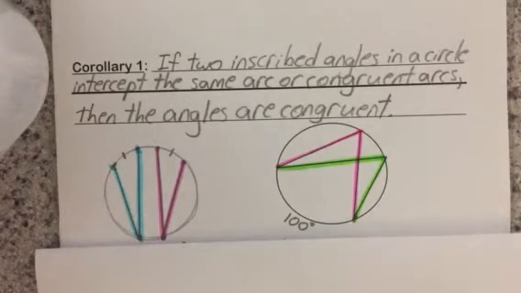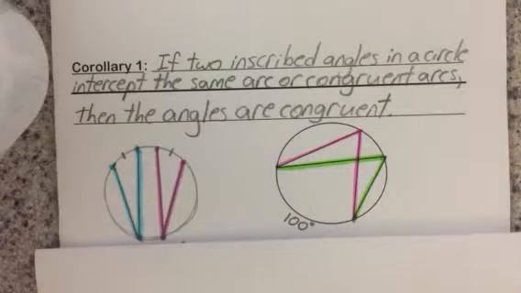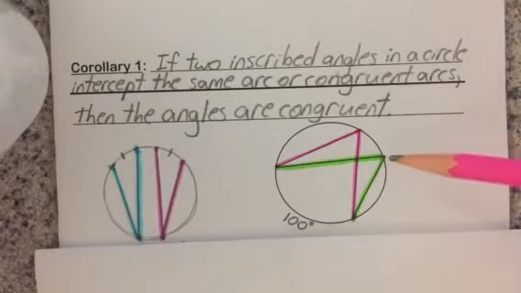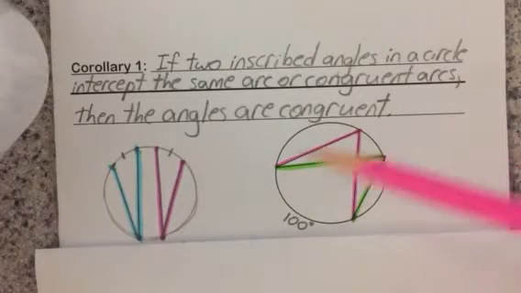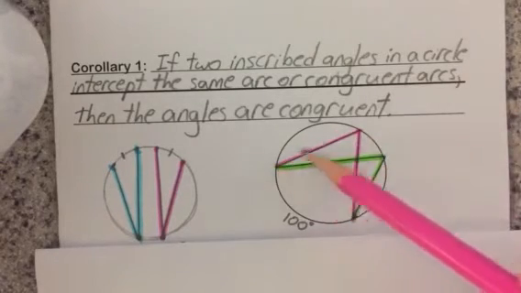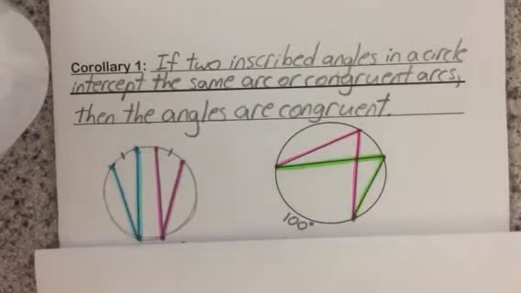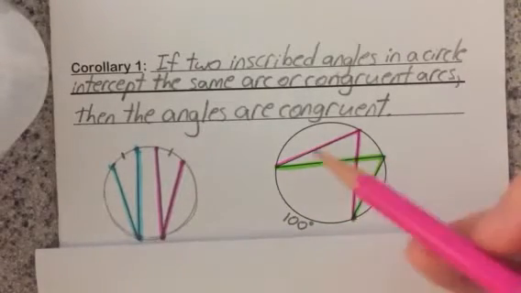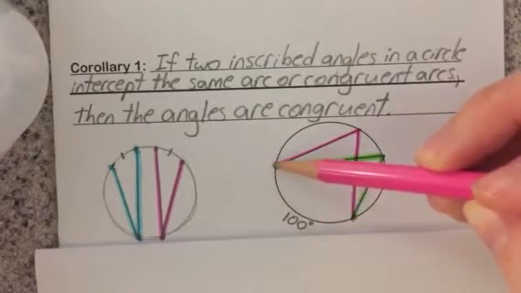It says, if 2 inscribed angles in a circle intercept the same arc or congruent arcs, then the angles are congruent. So let's look at the circle that you guys have on your paper. I drew a secondary one over here. This is where I think it's helpful to have some highlighters, because on your paper, it just looks like a bunch of lines intersecting. So I highlighted one of my inscribed angles and then the other one in a different color. Okay, so notice they have the exact same endpoints right here. And this corollary says if 2 angles in a circle intercept the same arc, so they have the exact same intercepted arc.